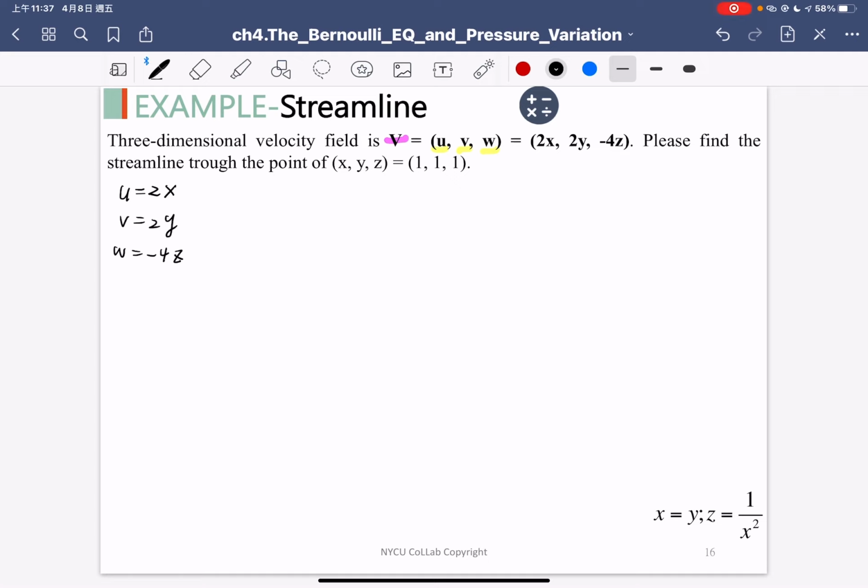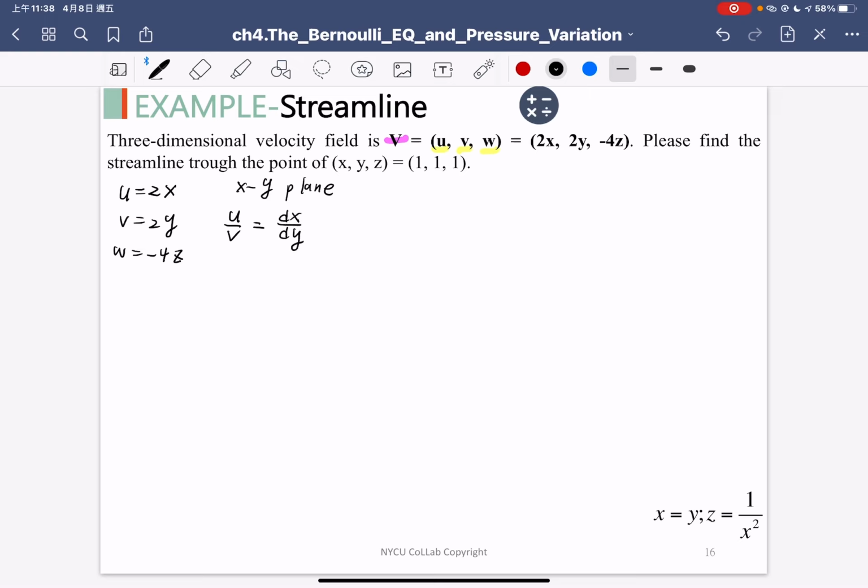Again, based on this velocity field, we didn't see any variable related to time. That means the flow is also a steady flow. So I can focus only on the xy plane. Right now I only focus on the stream function, looking at the xy plane. Again, I know the velocity ratio will equal the spatial gradient, right?